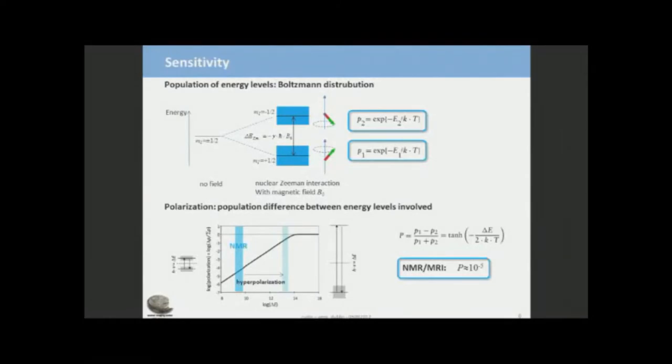If you compare this with optical imaging, with X-ray CT or with PET, where we are in this range here, where we see essentially everything which contributes to the signal, in MR we are very insensitive. And that's one of the basic limitations of MRI. We are inherently insensitive. And I come back to this later in my presentation.